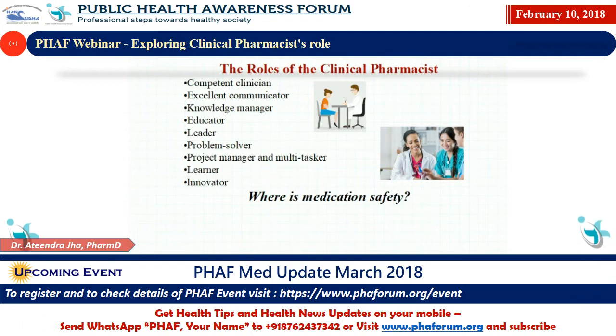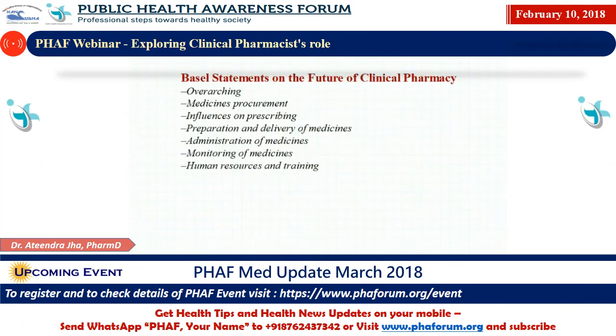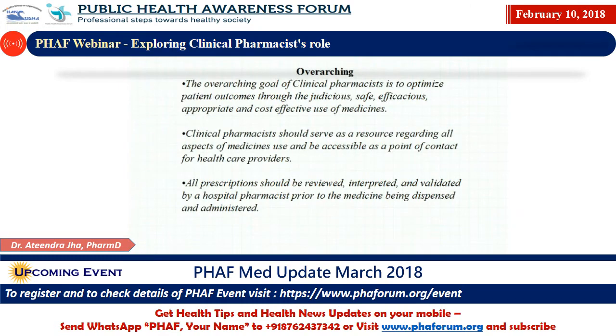We have about 7 statements, or we can say 7 goals, or 7 steps, through which a clinical pharmacist can work nicely and effectively in patient safety, or you can say medication safety. First is overarching. The overarching goal of clinical pharmacist is to optimize patients' outcomes, and safe, efficacious, appropriate, and cost-effective use of medication. Judicious, safe, efficacious, appropriate medicines.